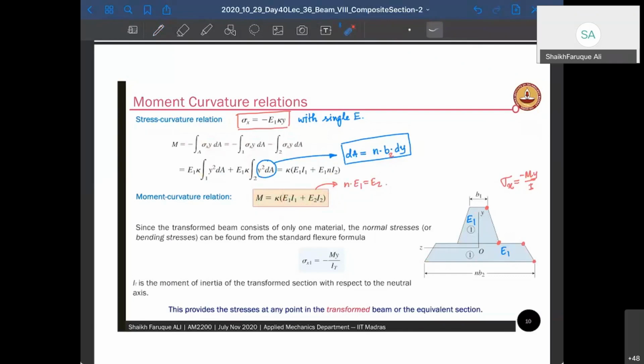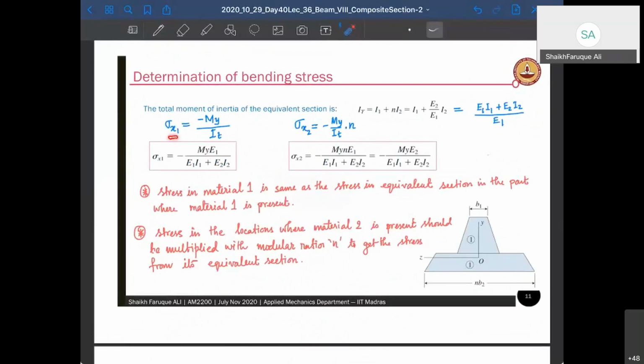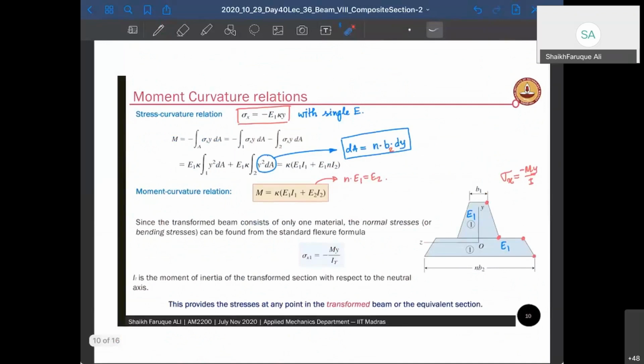Now, how do you find your stresses? Okay, let's get back here now. So now I can find my stresses using these relations, right? Sigma 1 equal to M y by I. And one thing I want to say here is this expression that we got can also be written as M equal to kappa into E1 into (I1 plus n I2). Yeah, can be written, right? We can write that in this format also.